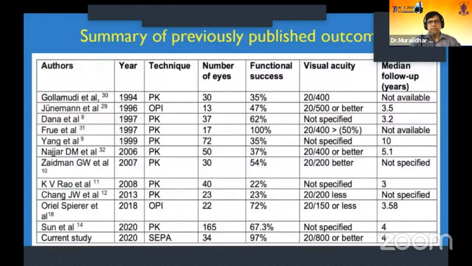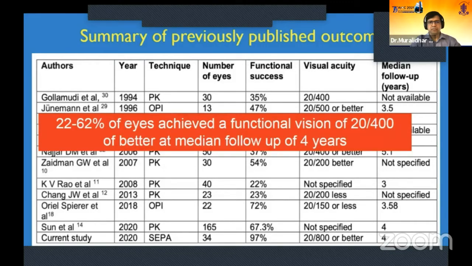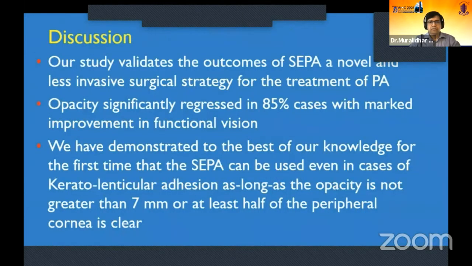Over the last 3 decades, the literature, primarily focused on anatomical success, has shown a modest outcome, and only 20 to 60% of them achieved 20/400 or better vision at a median follow-up of 4 years. In the current study, most cases have actually shown a significant improvement, and vision continued to improve over a period of time. Our study validates the long-term outcome of SEPA.